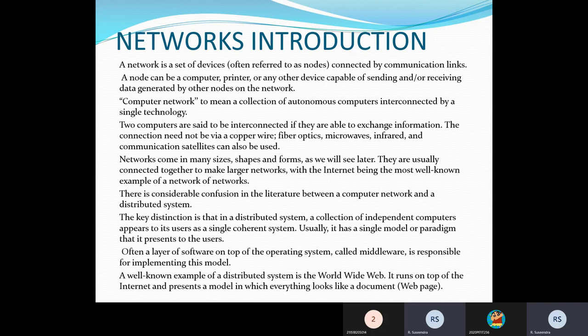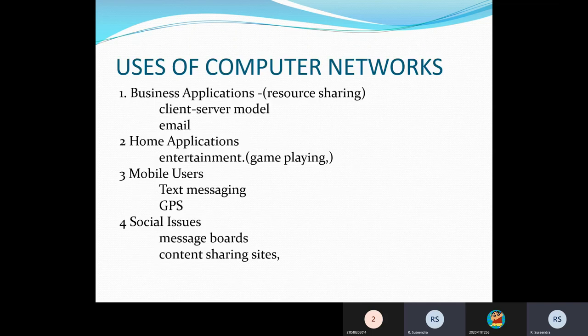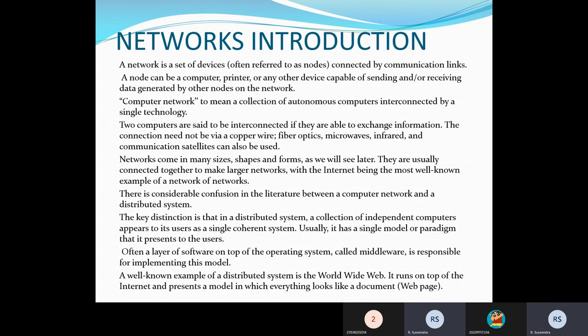If two computers are interconnected, meaning they are able to exchange information, the connection needs a medium. In ancient days, data was passed by copper wires, fiber optics, microwaves, infrared and communication satellites, which were also used in later days. But nowadays we use a wireless medium, correct? In the initial days copper wires were used to transfer the data. Later, more technology was introduced, like fiber optics and then microwaves.